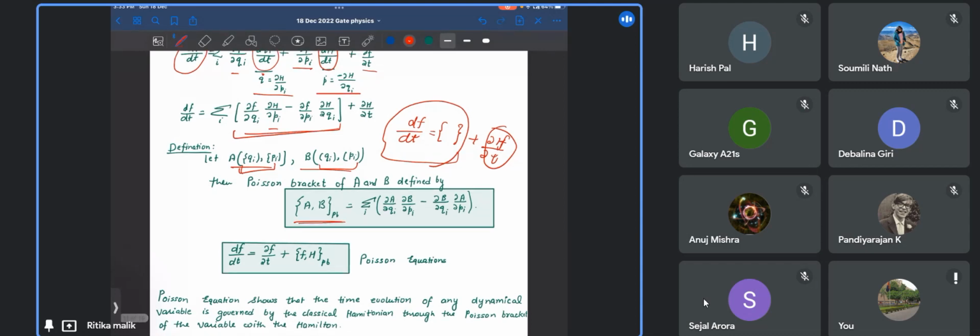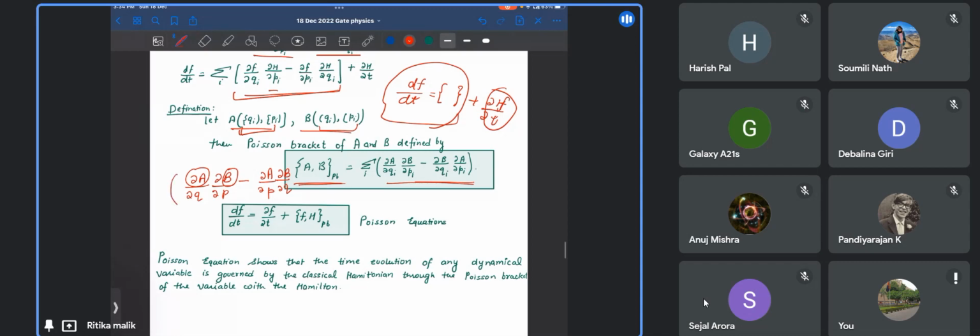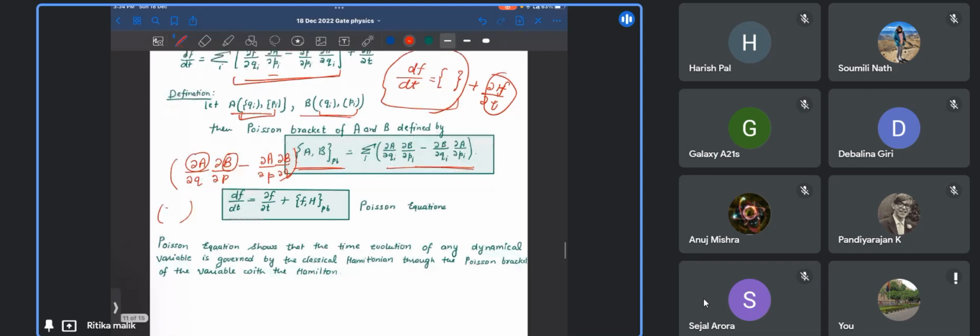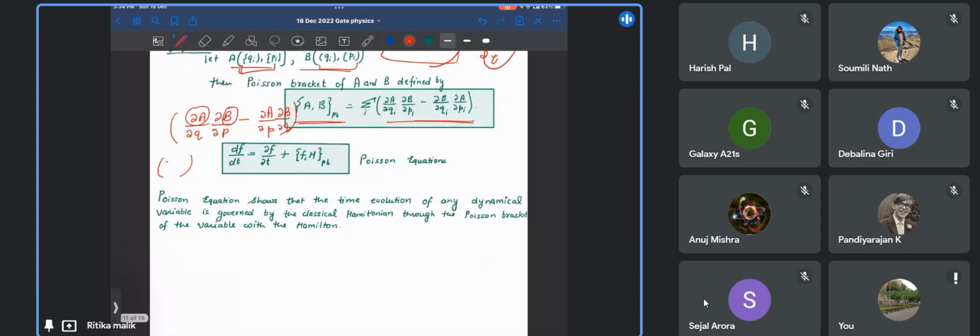So your Poisson bracket between two variables is: you take your first variable and differentiate with respect to the first coordinate, and differentiate the second variable with respect to momentum, minus take your first one and differentiate it with respect to momentum, and take your second term and differentiate with respect to Q. So this will become your Poisson bracket. If you have n number of them, then add all of these terms. Summation over i means you add for n number of particles. So the Poisson equation will tell you how your system is going to change as a function of time.